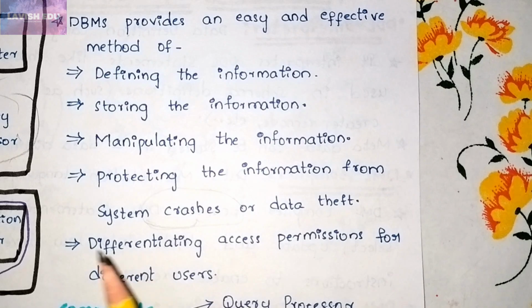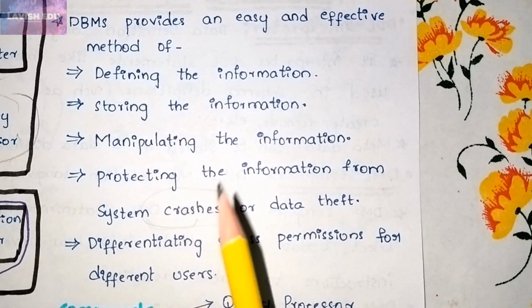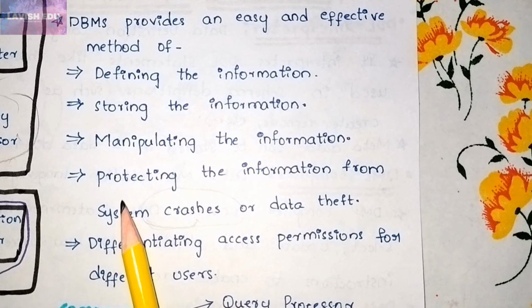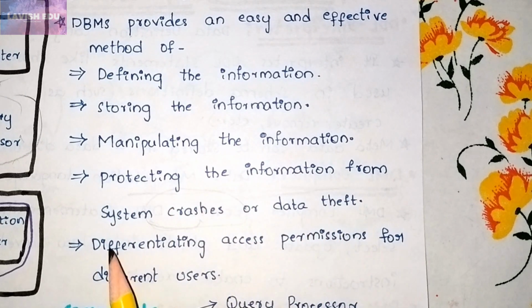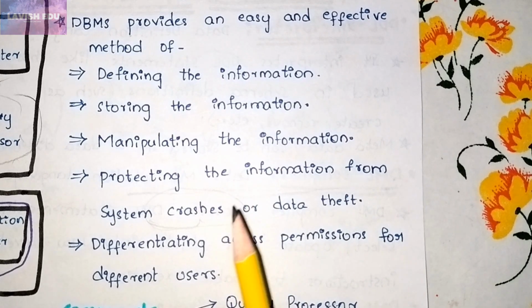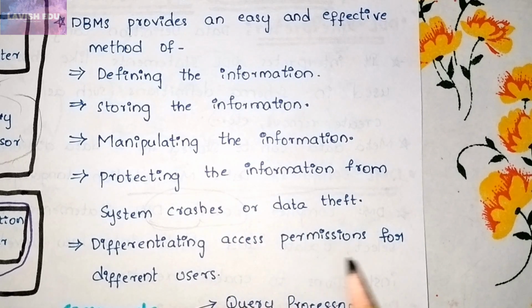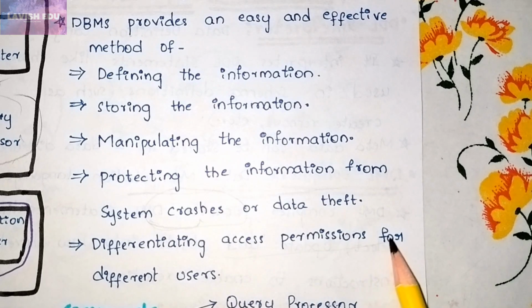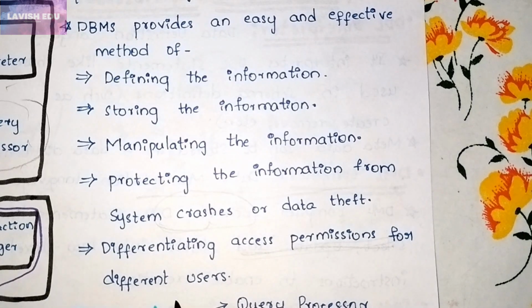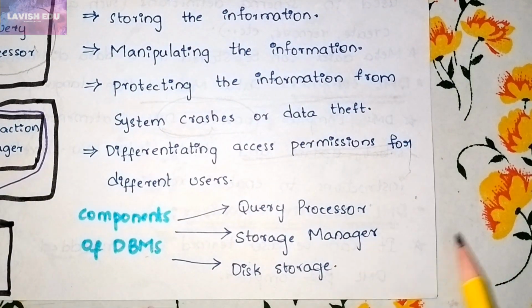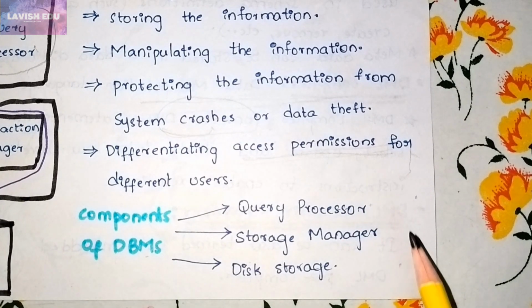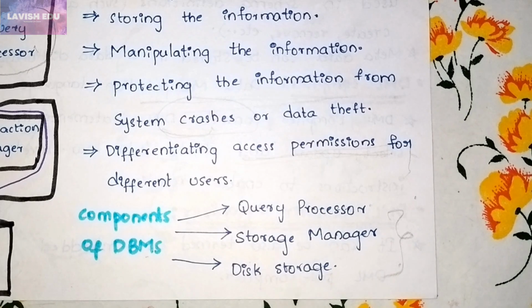System crashes, in the sense of any sudden crash in our system or any sudden attacks, that is viruses in our system, and our system goes down; the DBMS is protected from data loss as well. And for differentiating access permissions for different users, it gives authorization to certain users and doesn't give authorization to certain users based on their requirement. The components of DBMS are the query processor, storage manager, and disk storage. We have already seen these three terms. Now we will go deep into these terms and the terms by which they are differentiated.